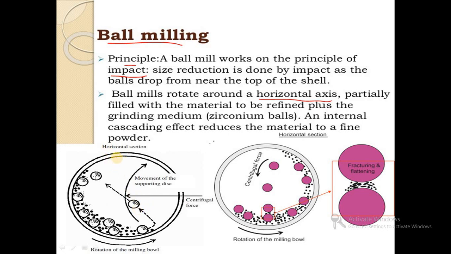So when that horizontal drum rotates, the balls rotate at high speed and impact on each other. During this impact, the feed materials are crushed and we are getting fine powders. So this is the fracturing and flattening phenomena that takes place between two balls. When one ball impacts on the second ball, then during this impact the feed material is converted into fine particles. This is the actual diagram. So this is the working of the ball mill.